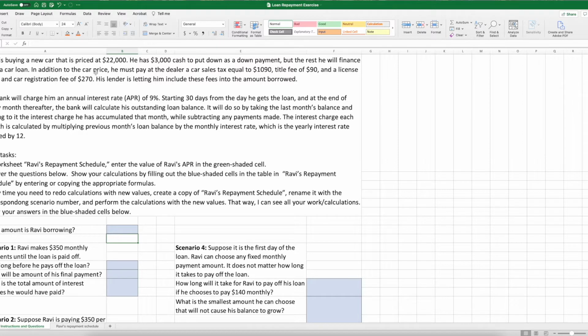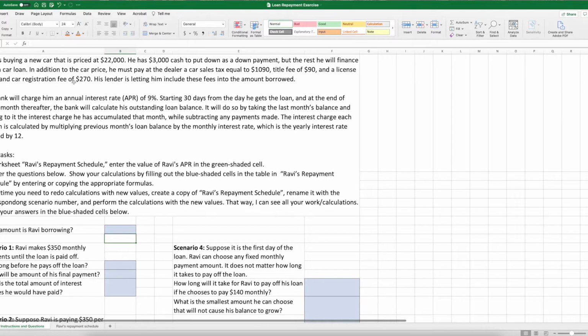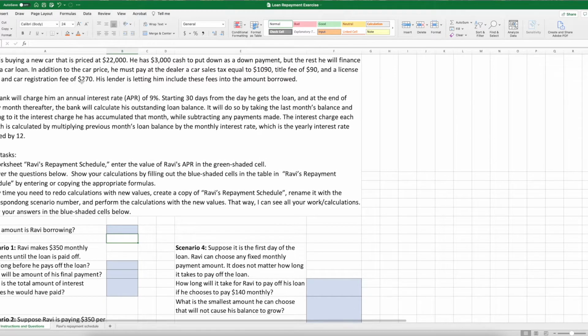Now, in addition to the car price, he must pay at the dealer a car sales tax equal to $1,090, a title fee of $90, and a license plate and car registration fee of $270. His lender is letting him include these fees in the amount borrowed. So, in addition to the amount he's borrowing for the purchase price of the car, he's also borrowing the amount to pay these various fees.